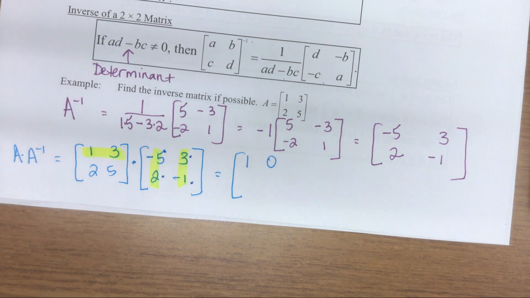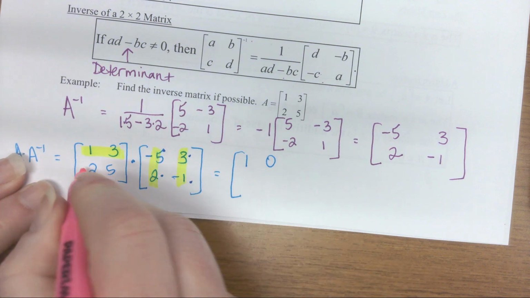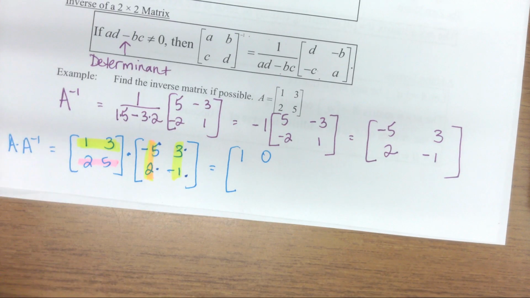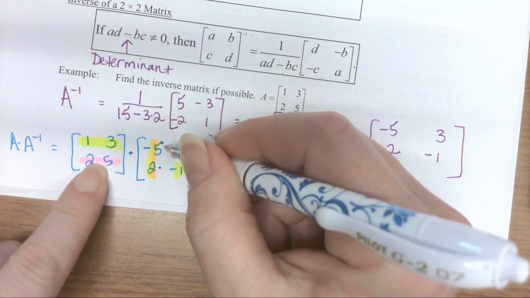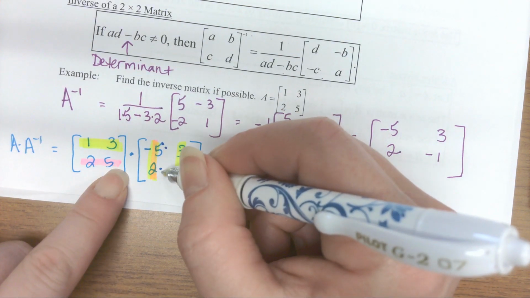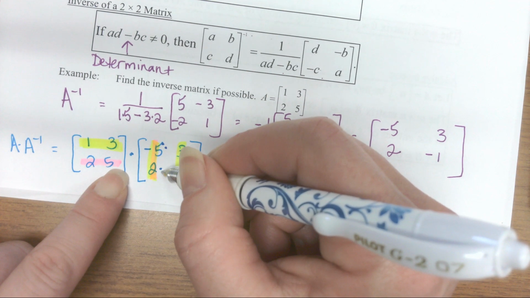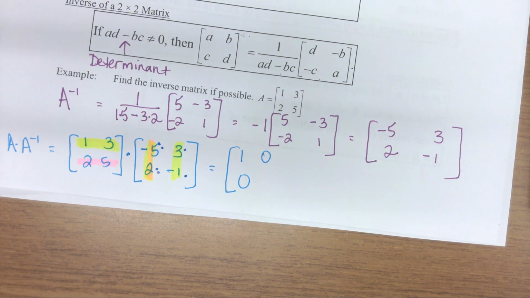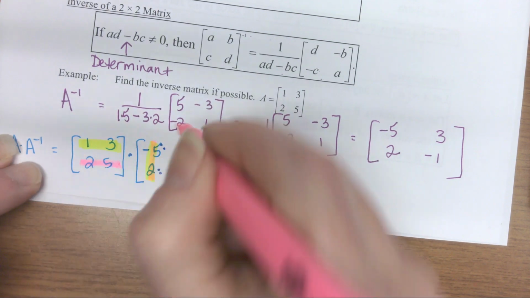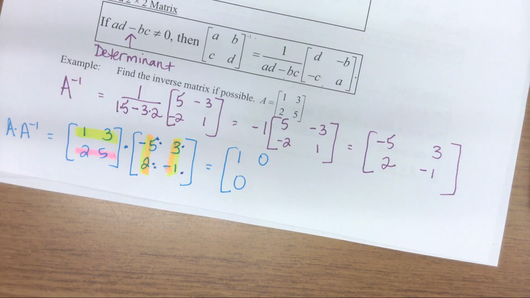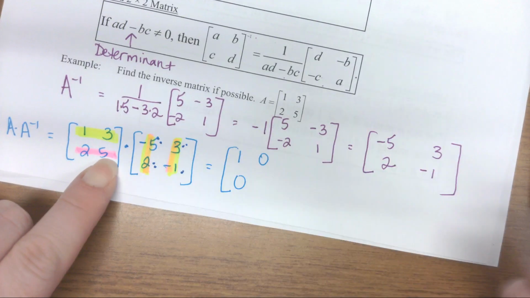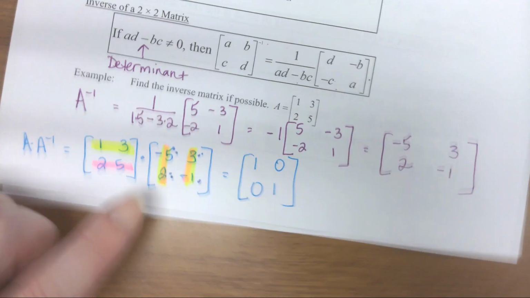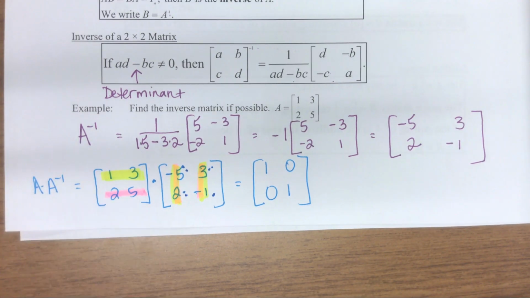Now let's do row 2. 2, 5 times negative 5, 2. What's 2 times negative 5? Negative 10 plus 10 is 0. And row 2 times column 2 gives me 6 minus 5, which is 1. Yay! I did it. Bam.